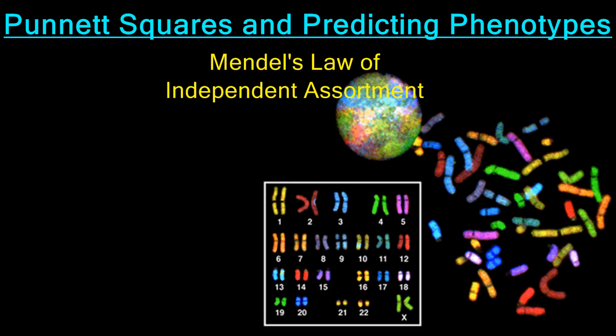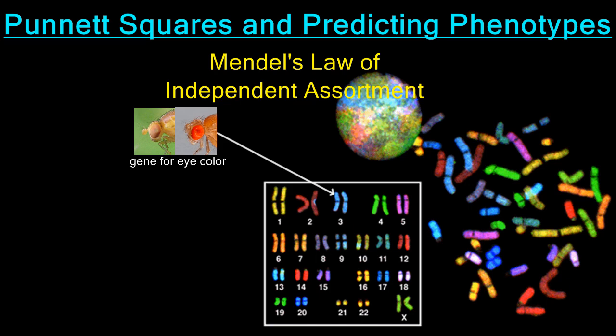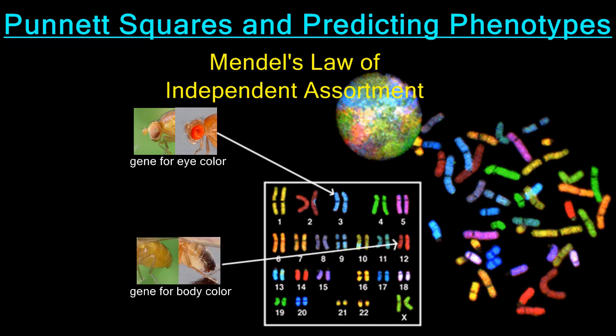This law of independent assortment holds true as long as the traits are found on different chromosomes. For example, in fruit flies, the gene for eye color may be found on this chromosome, while the gene for body color is all the way on this chromosome. Because these traits are on separate chromosomes, they are inherited independently of each other, as you just saw.